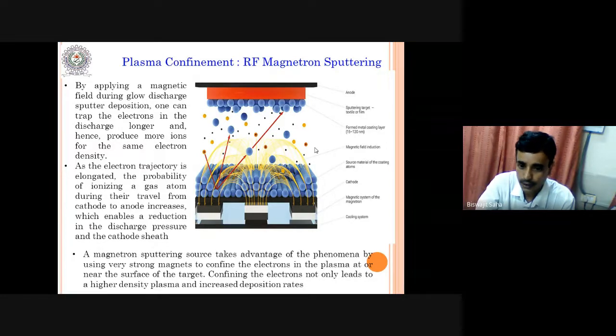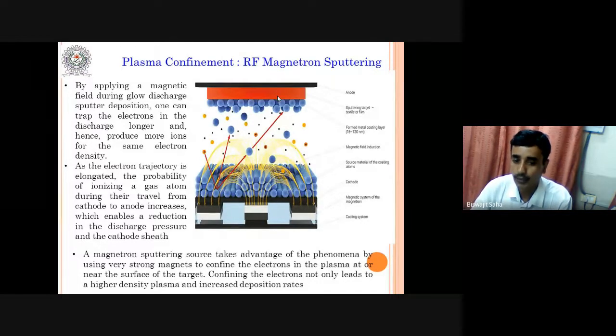So the thing is just described in the statement also, in the bulleted points. In the second point, as the electron trajectory is elongated, the probability of ionizing a gas atom during their travel from cathode to anode increases, because their trajectory is elongated in this region only. So they are moving in a spiral path. So the trajectory increases, the total path they need to move from a certain point to a cathode or anode. They move a longer path, and during the travel of a longer path, they make collisions with a large number, and secondary electrons are created. So the plasma becomes very much dense.